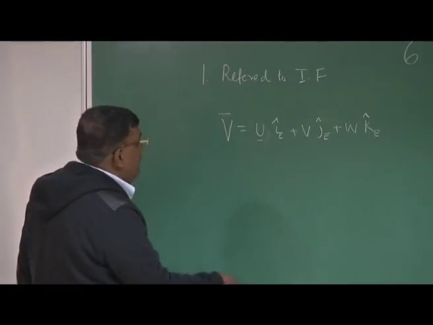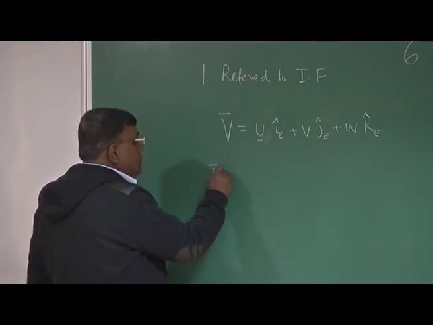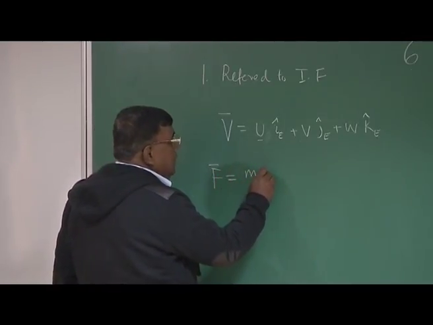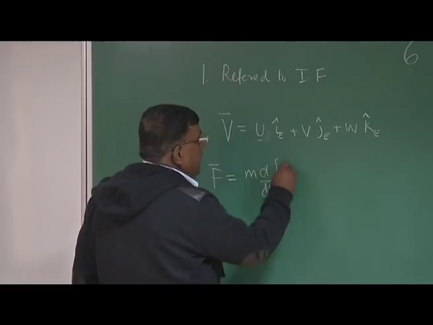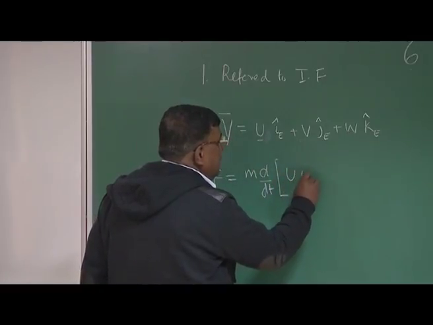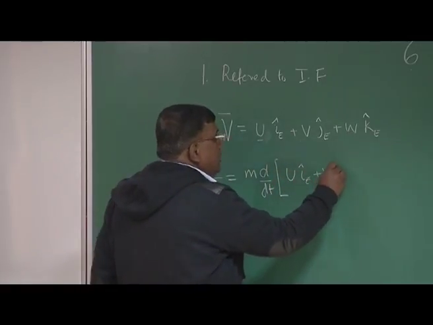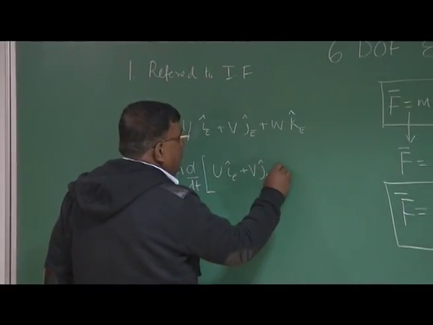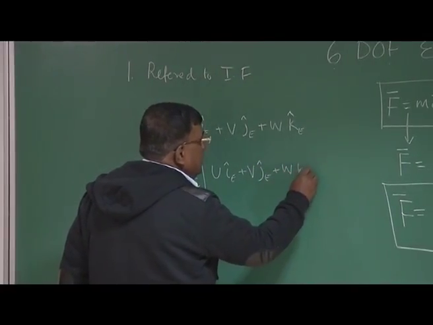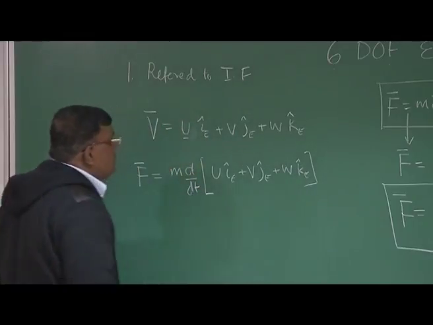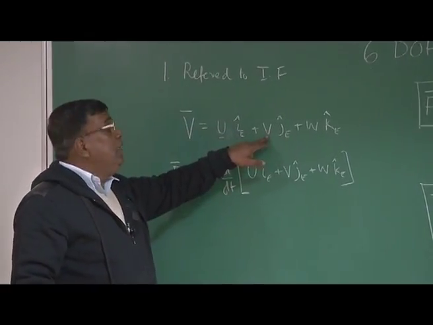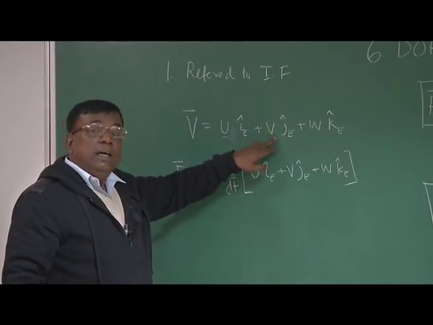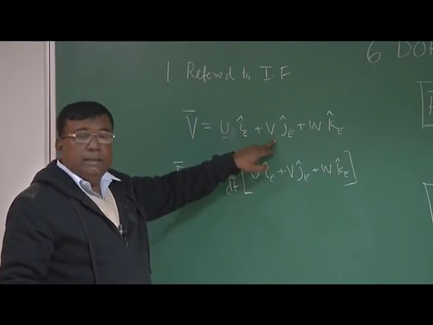So, if I put F is equal to M dV by dt, so it will be d by dt of V. For V I write U IE plus V JE plus W KE, like this. This is the total velocity V. Notation wise, don't get confused. This is the component of V along inertial frame y axis, right?